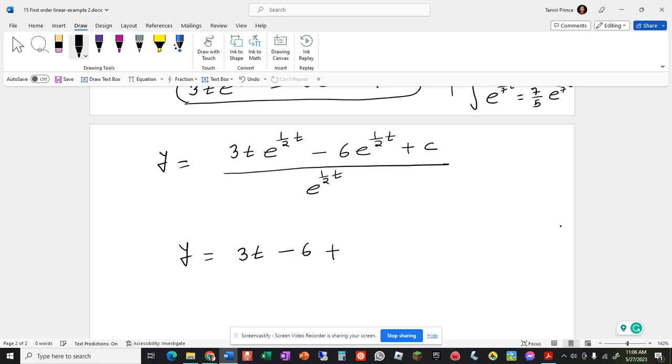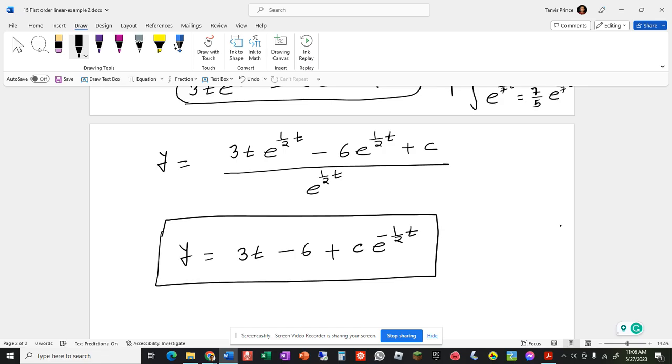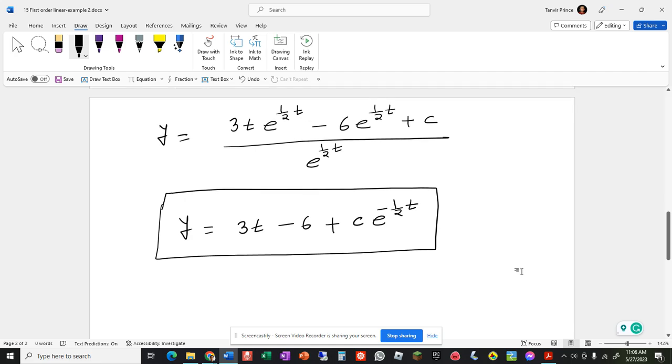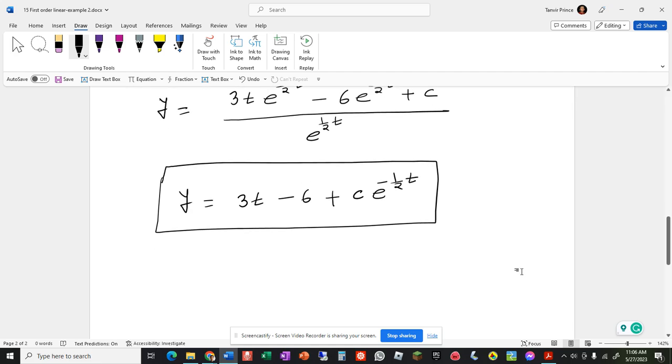And then c divided by e to the half t, which is actually e to the negative half t. Right there. Okay. And that's my general explicit solution, because y is given explicitly in terms of t. And if you think about this a little bit, sometimes we don't just find the answer, we analyze a little bit in the long run.